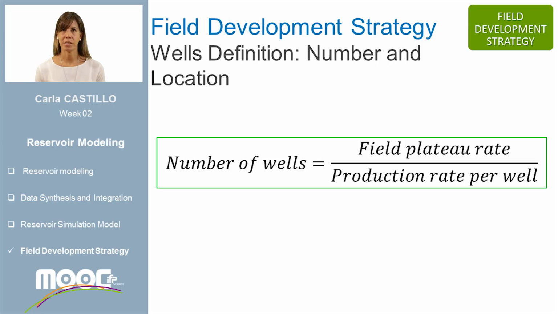We begin calculating the number of wells by dividing the plateau rates to be produced by an average production rate per well. Knowing that this is a theoretical calculation, we will implement different numbers of wells in the simulation models, different locations and perforation levels.